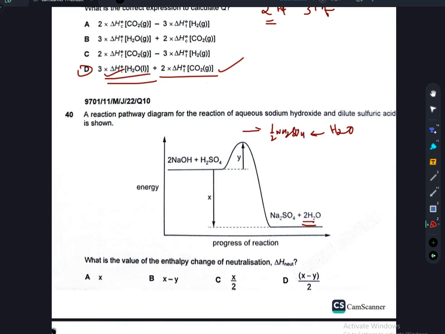NaOH plus 1 by 2 H2SO4. So this is how the enthalpy change of neutralization's reaction would be seen, because we have to make 1 mole of water. Now you can clearly see this is the enthalpy change of neutralization. If this was for 2 moles of NaOH, or for 2 moles of H2O produced, I can simply divide this by 2 to get it for 1 mole of water. So C is your right answer.